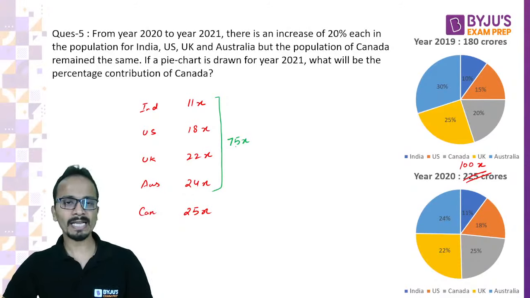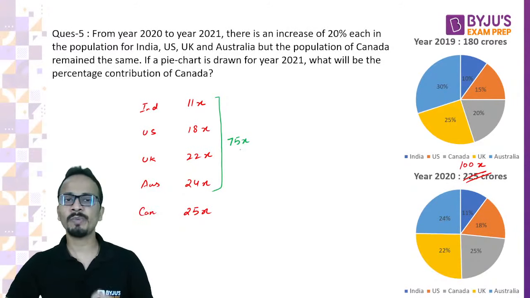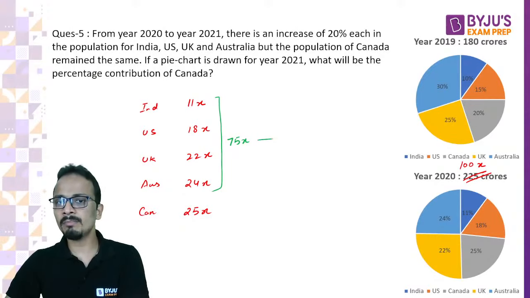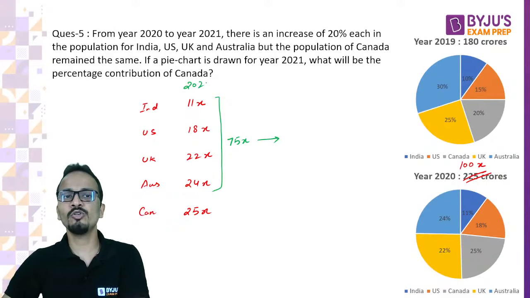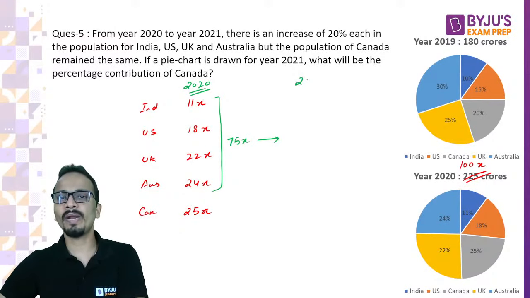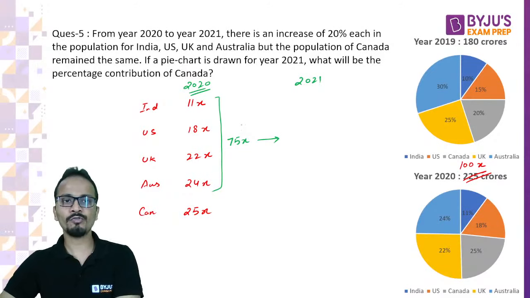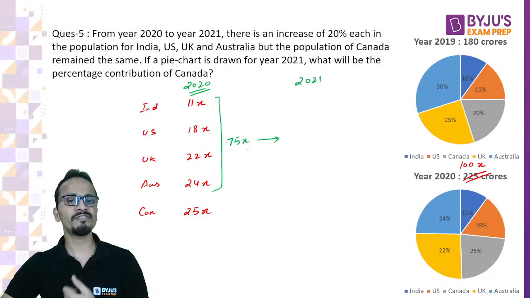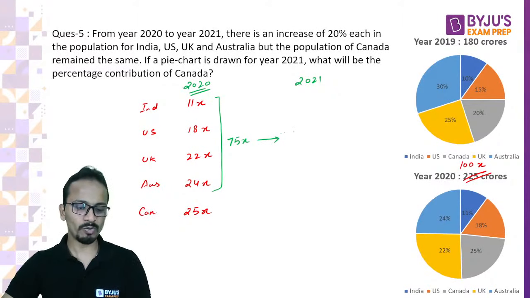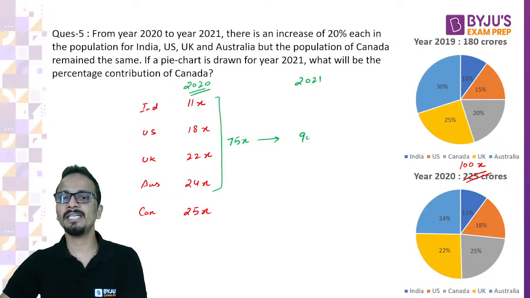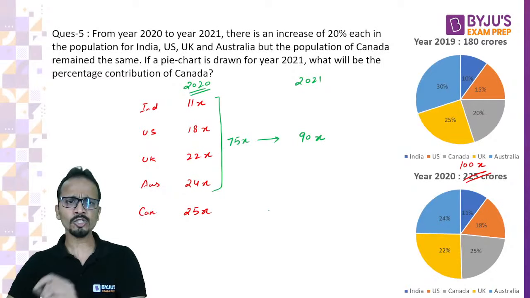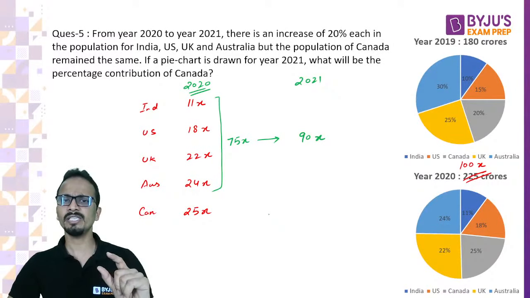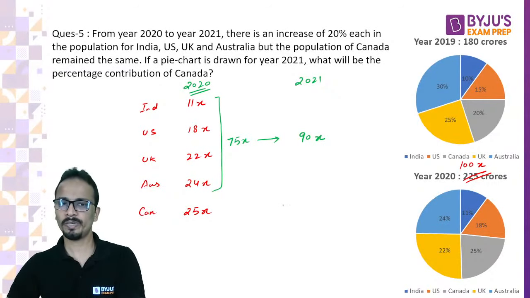Okay. So I can say that if individually the population has increased by 20%, their sum will also increase by 20%. So if these were the values in 2020, the values for 2021, the combined value for India, US, UK, and Australia, is 75 increased by 20%. So what will it become? Increase 75 by 20%, it will become 90x. Okay, so the population of these four countries has become 90x altogether.